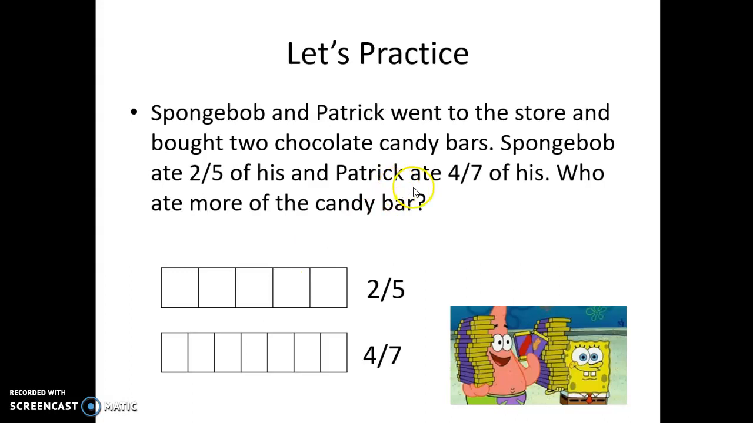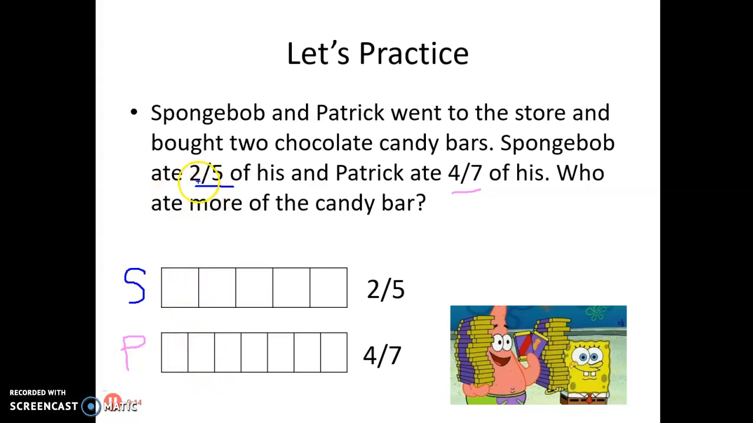So SpongeBob ate 2/5 of his chocolate bar. So his chocolate bar is split into 5 pieces. 1, 2, 3, 4, 5. So this one's SpongeBob's here. And then Patrick, he ate 4/7 of his chocolate bar. So his chocolate bar is split into a different amount. His is split into 7 pieces. 1, 2, 3, 4, 5, 6, 7. So this one's Patrick's.